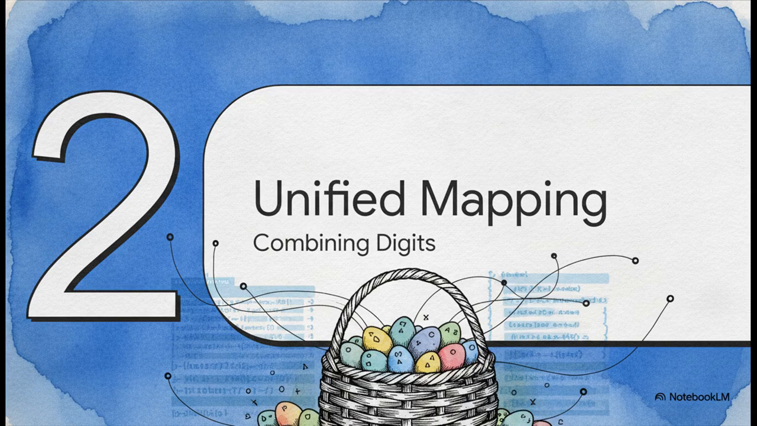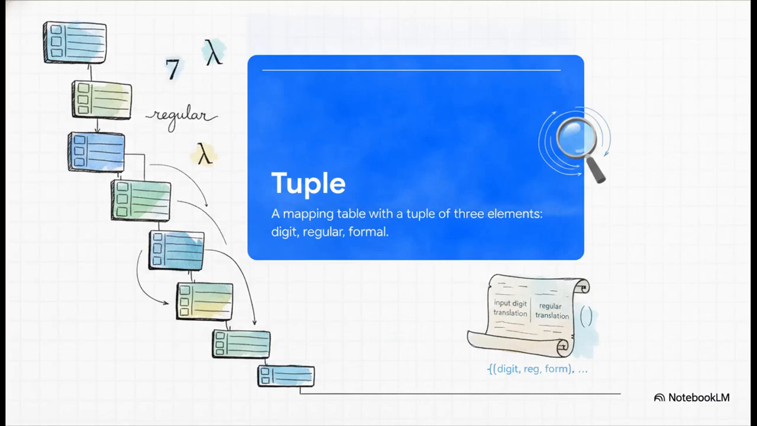Section 2. Building a unified map. So instead of scattering our translations across all these different functions and variables, Ang's elegant solution is to use a unified structure. We're essentially going to put all our eggs in one very well-organized basket, which we'll call a combined mapping table. To build this in Haskell, we rely on a fundamental data structure known as a tuple. Now, if you're familiar with databases, you can basically think of a tuple as acting like a single row of tightly related data. It just groups a fixed sequence of elements together. For our specific case, we need to group the input digit, the regular translation, and the formal translation, locking them together so they always travel as a pack within our code.